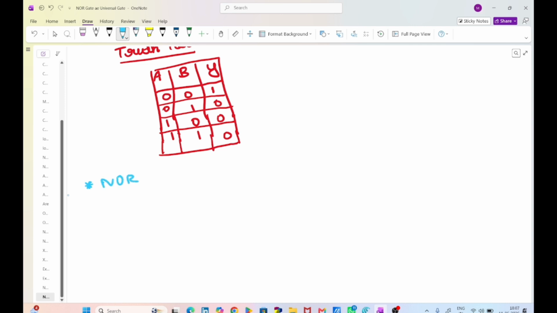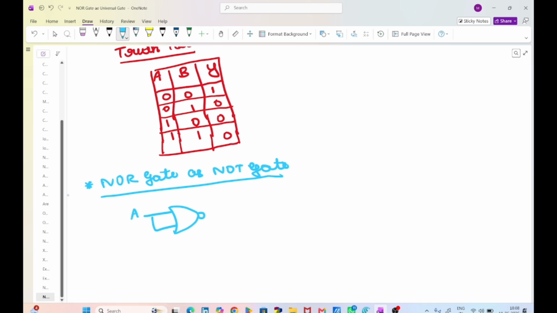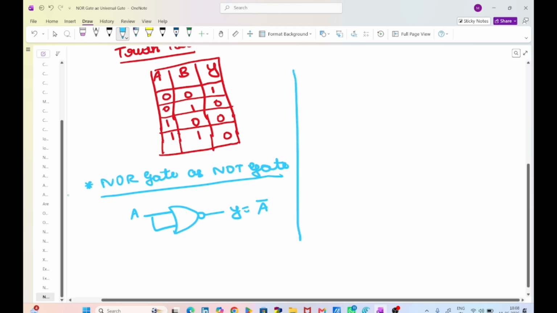NOR gate as NOT gate. If you observe the truth table, when both the inputs are 0, 0, the output is 1, and when both the inputs are 1, 1, the output is 0. That means by simply shorting the input, we get the NOT gate. Let it be A, Y is equal to A bar. Let us implement the NOR gate here.